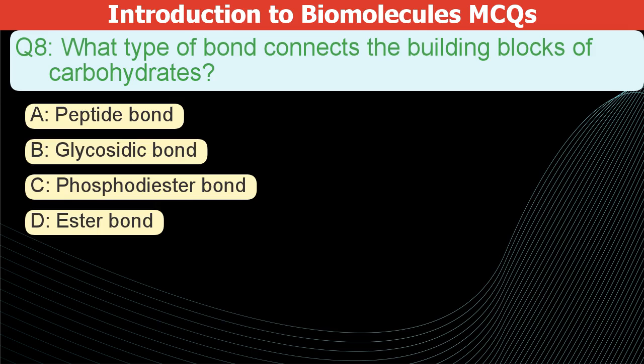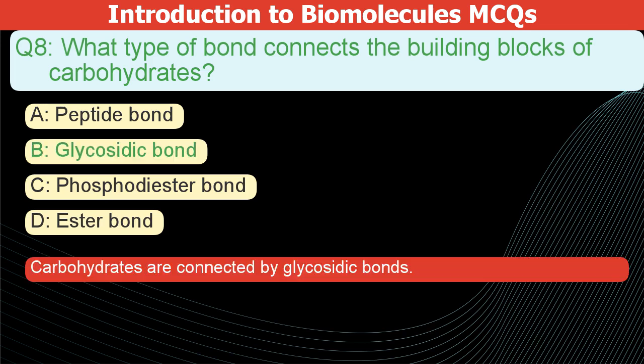What type of bond connects the building blocks of carbohydrates? A. Peptide bond. B. Glycosidic bond. C. Phosphodiester bond. D. Ester bond. The correct answer is B. Carbohydrates are connected by glycosidic bonds.